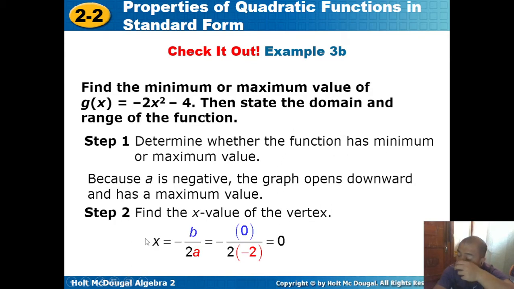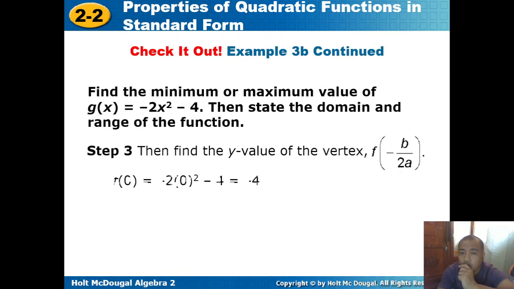Let us solve for the vertex. For the x coordinate of the vertex, we have 0, using the formula negative b over 2a. Now substitute 0 into this equation to solve for the y coordinate of the vertex, or the value of k, which is equal to negative 4.